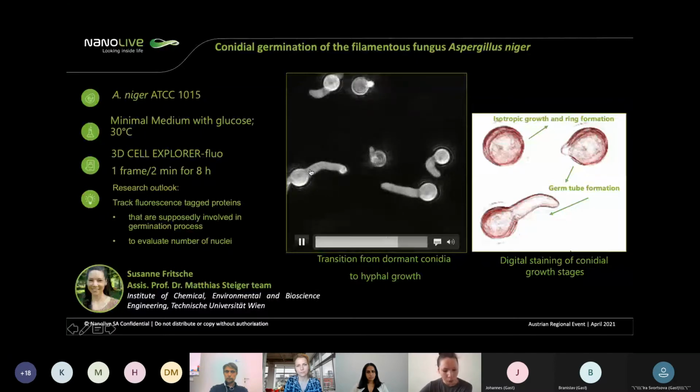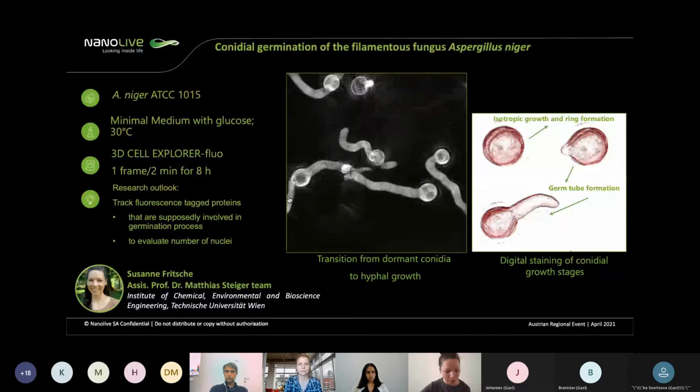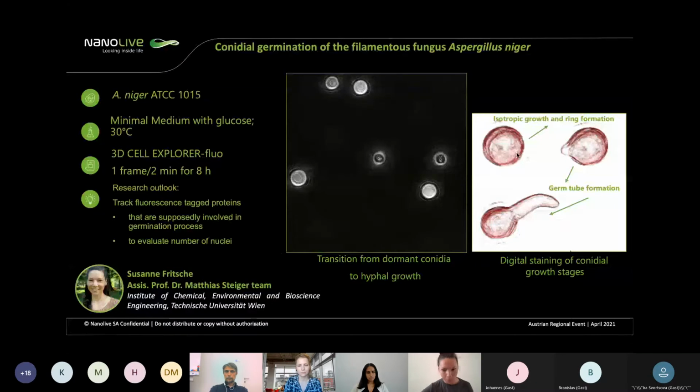And with the tool, especially RI rendering and the digital staining, we are able to see a formation of a ring structure, which is in the picture here. So the isotropic growth with the ring formation is only seen with the tools, the software provided. And this kind of ring structure directs the tubing to one side of the spore.